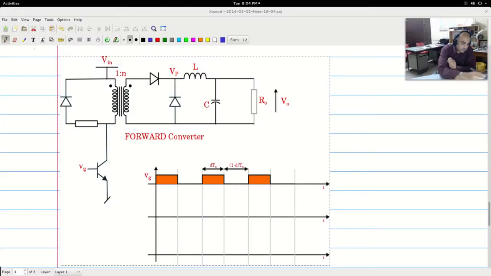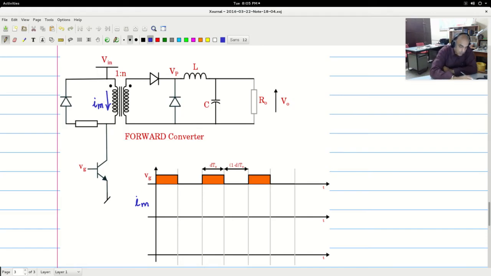Now let me draw the magnetizing part, IM, that is flowing through the primary of the transformer. So when the switch is on, there is a voltage V in applied across the primary, which is a constant voltage. So therefore the magnetizing current will rise up linearly.